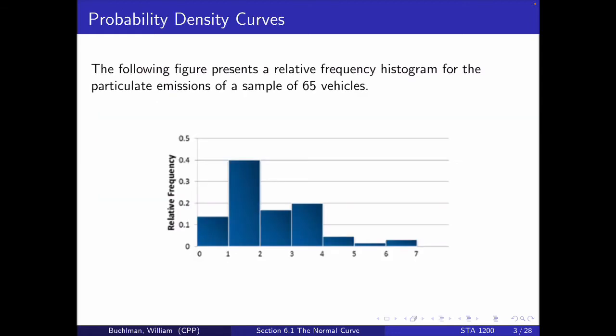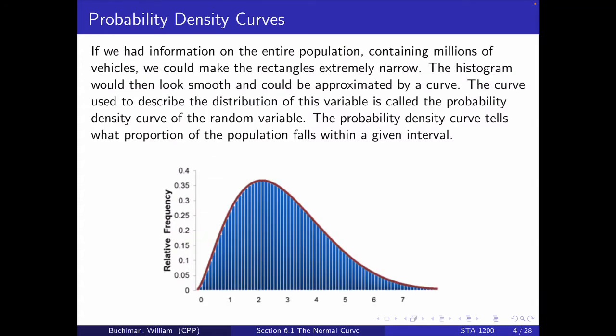The following figure presents a relative frequency histogram for the particulate emissions of a sample of 65 vehicles. If we had information on the entire population containing millions of vehicles, then we could make the rectangles extremely narrow. The histogram would then look smooth and could be approximated by a curve. The curve used to describe the distribution of this variable is called the probability density curve of the random variable. The probability density curve tells us what proportion of the population falls within a given interval.